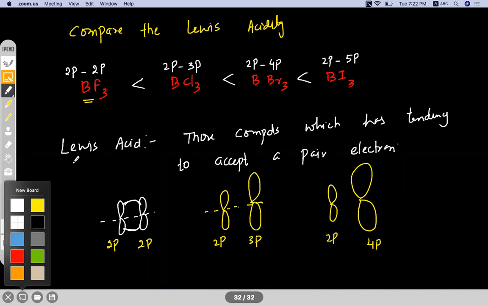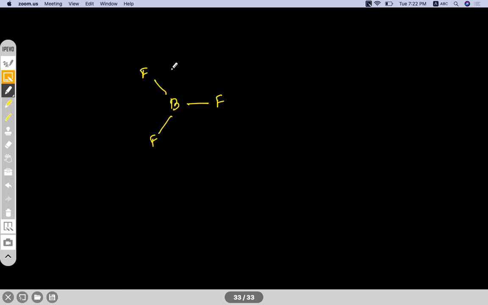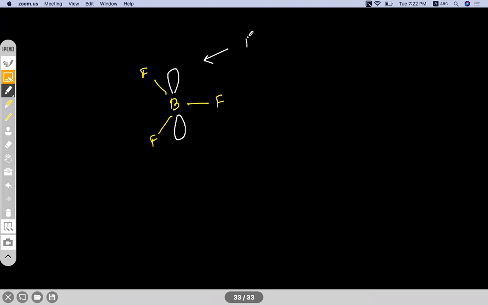Actually, all these molecules have a similar kind of bonding. For example, BF3, I'm writing it down, okay? BF3 is this. And boron has a vacant orbital. When it has a vacant orbital, it behaves as a Lewis acid. Why? Because the vacant orbital is present, it has a tendency to accept electrons. If you donate an electron pair to this, it can accommodate the electron pair into this vacant orbital. That's why it is a Lewis acid.